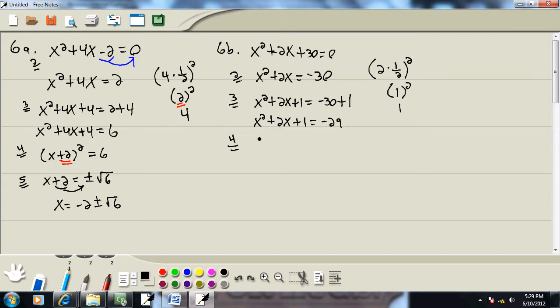Step 4, factor the left side. This factors as x plus 1 squared equals -29. Again, that's the easiest step if you remember this little trick. Whatever number's right here, right before you square it, sign included, is what goes right here. And our fifth step, use the square root property to solve for x. So we'll drop off our squared, and we'll put a plus or minus square root around the other side.